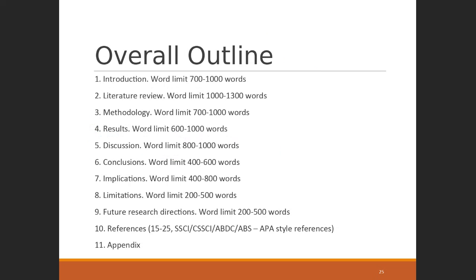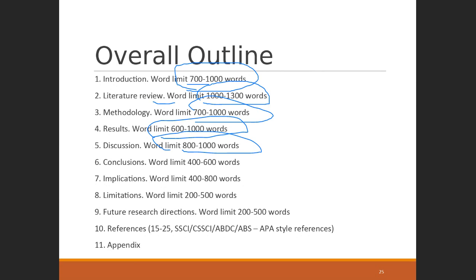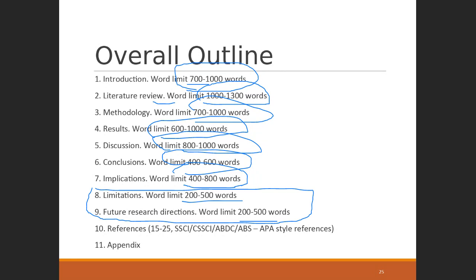Okay, the overall outline of your research report is like this. Please follow this word limit for the introduction section: 700 to 1000 words. The literature review section has this word limit. Follow this word limit for the methodology section, for your results section, for your discussion section, and for your conclusion section. The implication section, limitation section, and future research direction section are also not very lengthy. They are very short. So the word limit is between 200 to 500 words.